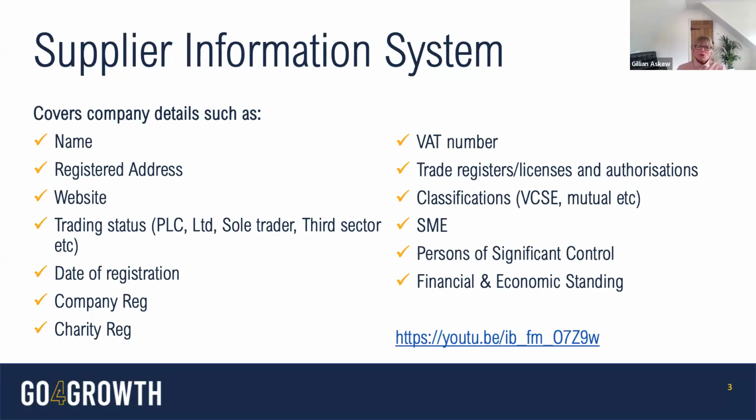It will also pick up your classification. So are you a social enterprise? Are you a community interest company, a voluntary sector company? Are you a small to medium enterprise? And as you would normally see in the standard selection questionnaire, all the definitions for what those things mean are also in the supplier information system through the central digital platform.